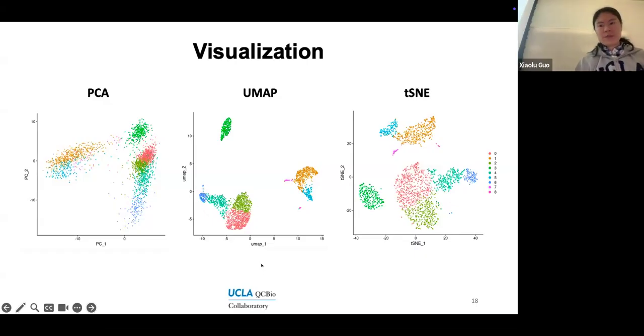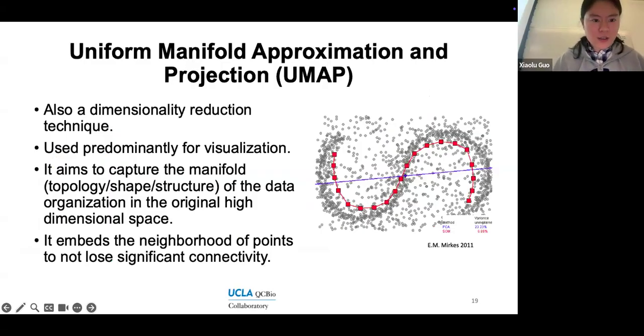So anyway, for UMAP, it's a dimension reduction technique, and it's mainly used for visualization. The principle of this method is to capture the manifold, or the topology, shape, structure, and connectivity of the data organization. Here is an example of UMAP versus PCA.